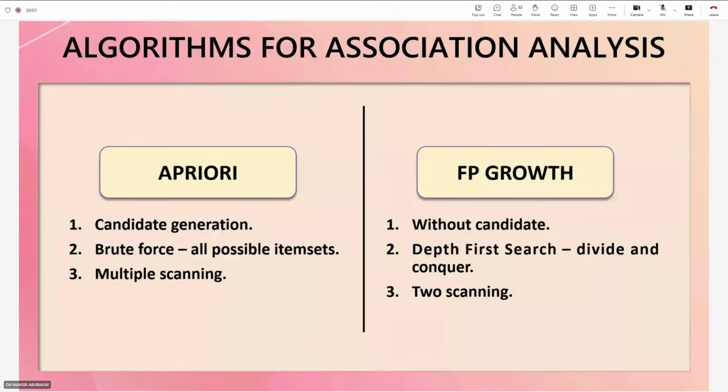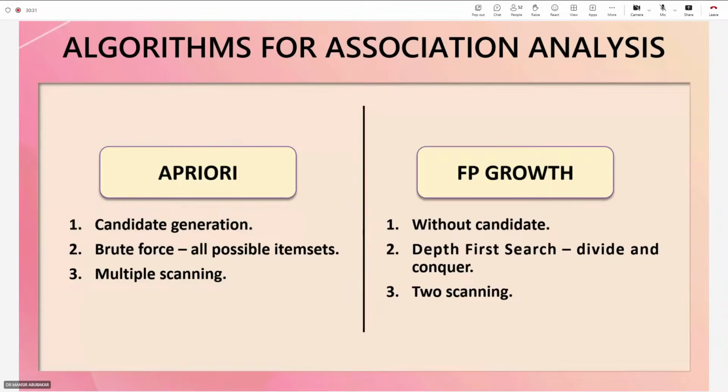So with that, it involves multiple scanning. We are going to discuss an example of this, and you will see how the multiple scanning works. Sometimes this multiple scanning leads to a high execution time of the algorithm. This is why another algorithm was proposed, the FP-Growth algorithm. That one has no candidate generation. So this is one of the differences between the two.